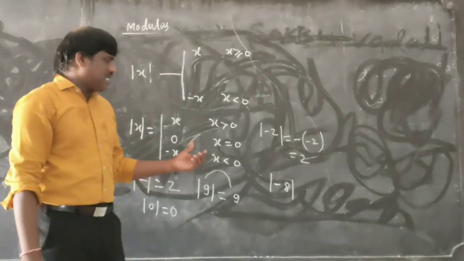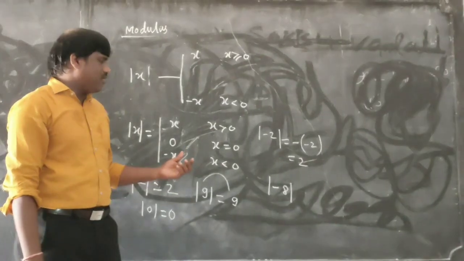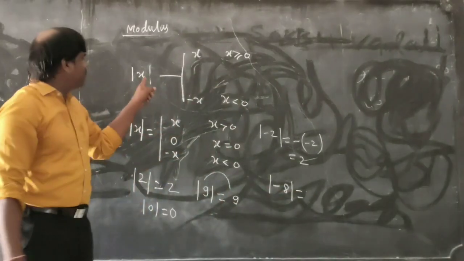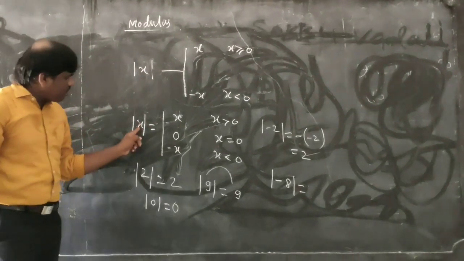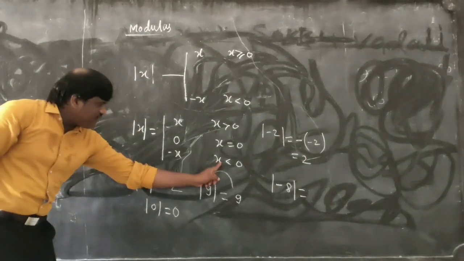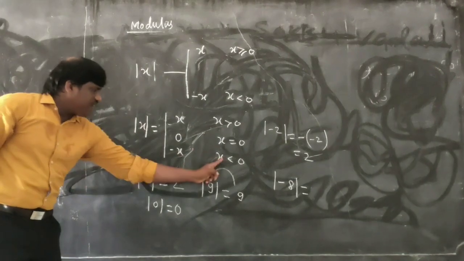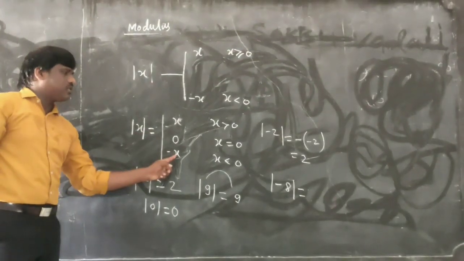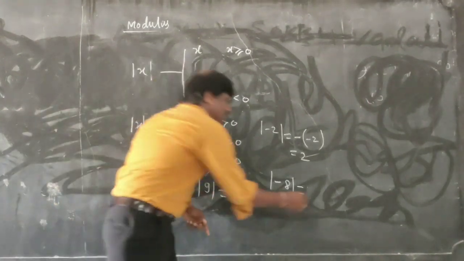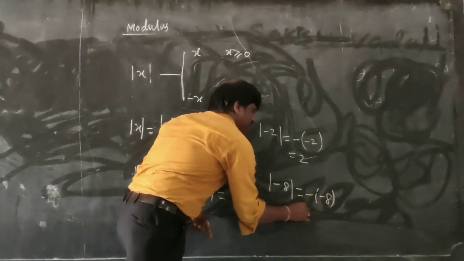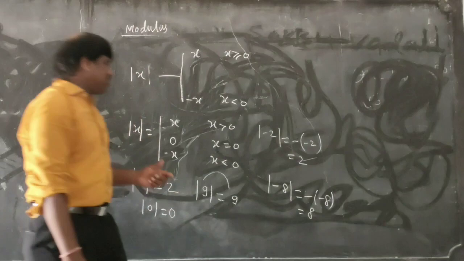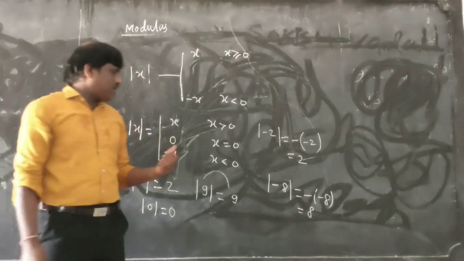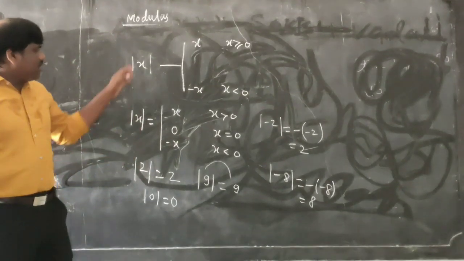When you have minus 8, the modulus of minus 8 should give the output of any negative number. If x is a negative number, the output will be minus of that number. So the negative of that number will become positive. This is also called the absolute value. Mod x is the absolute value.